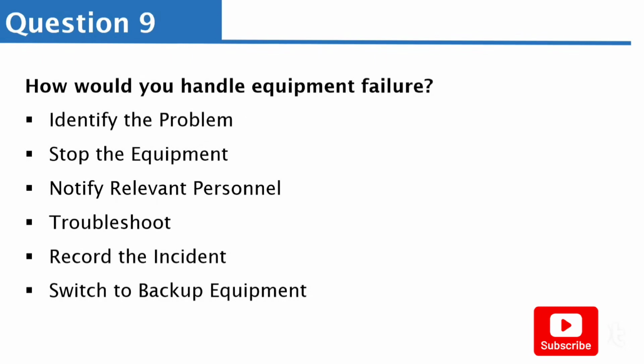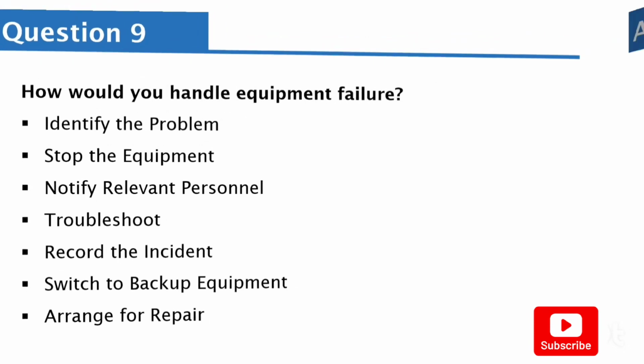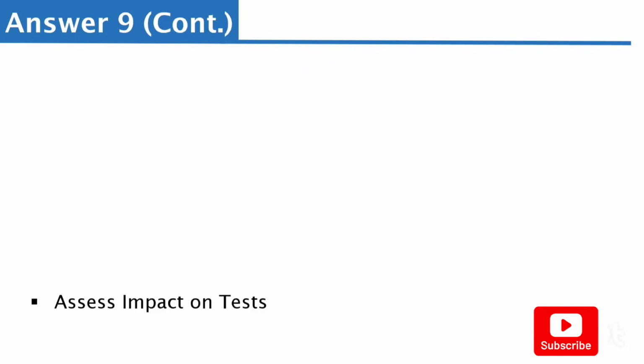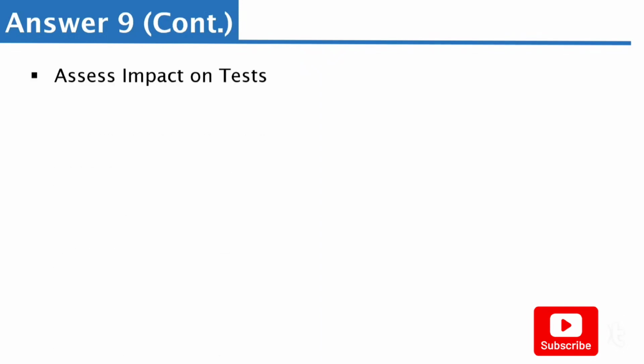If you have done everything and you are not able to solve the problem, switch to backup equipment. If you're able to solve the problem after troubleshooting, happy days, you still record and report what has happened. But if at the end you are not able to do anything, switch to backup equipment. Then of course you can arrange for repair. Of course, you are going to invite the engineers to come and look at it. Now, you can assess the impact the equipment failure has on the test. The samples that have gone through it already, is there any possibility that the result has been affected? So you might need to repeat it with the analyzer that you think is working.